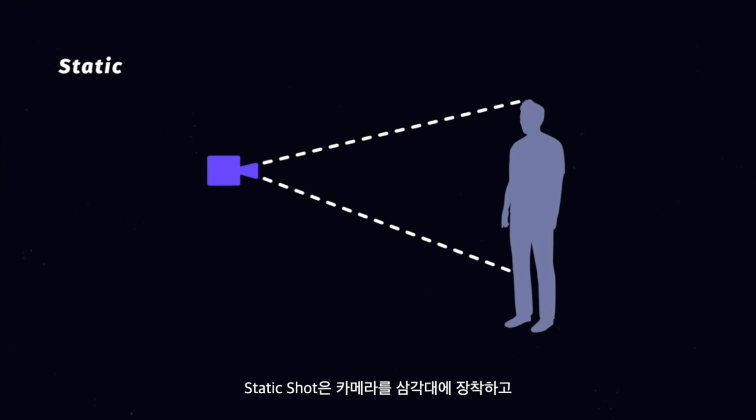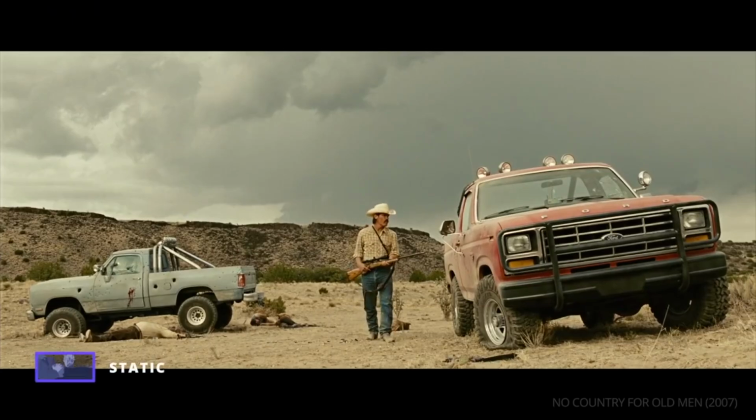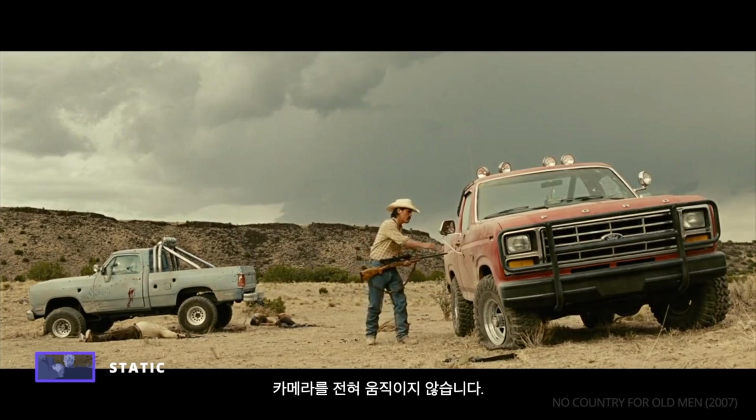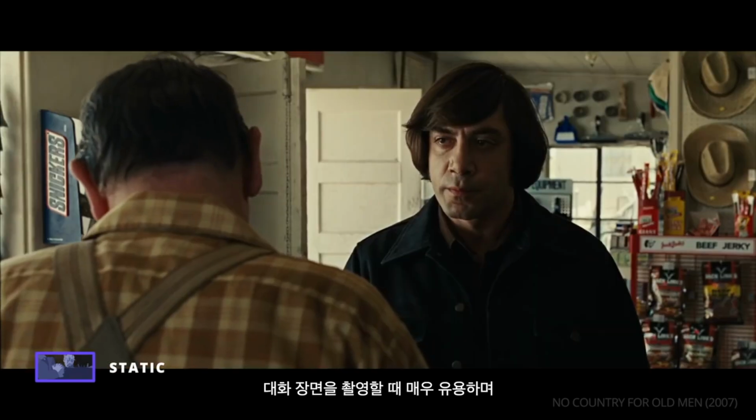Static shots are commonly captured by locking the camera to a tripod in a fixed position. The result is a shot with zero camera movement. This is great for dialogue.